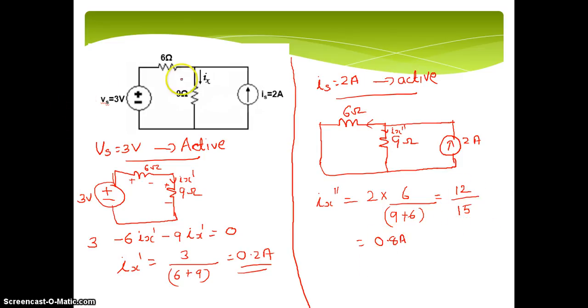So now we can find the actual Ix. The actual Ix is due to both the sources Vs and Is together. So actual Ix will be equal to Ix dash, which is due to source 1 alone, plus Ix double dash. That means 0.2 plus 0.8 should be equal to 1 ampere. So that is the superposition theorem. Actually, see, sometimes when so many sources are there, we need to use this. This will make circuit solving easier.